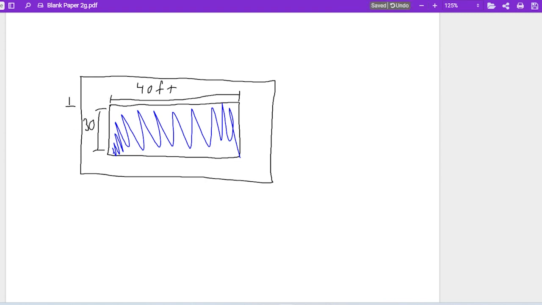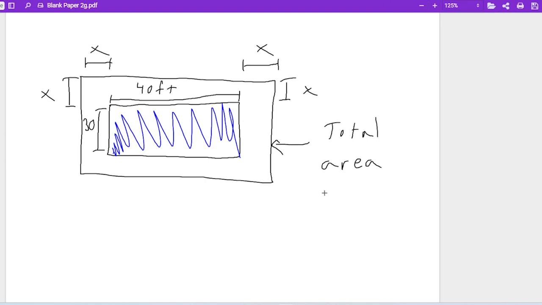And on the outside, this deck is surrounded by a length x. In other words, every dimension around the deck is going to be x. Now we know the total area surrounding the entire thing is 2,576 feet squared. And what we want to know is the length of x in order for all of this to be possible.